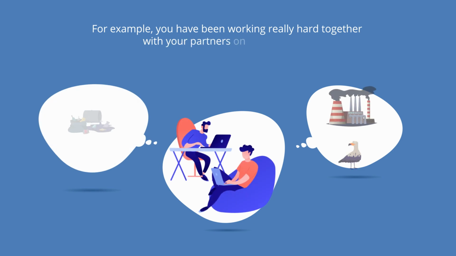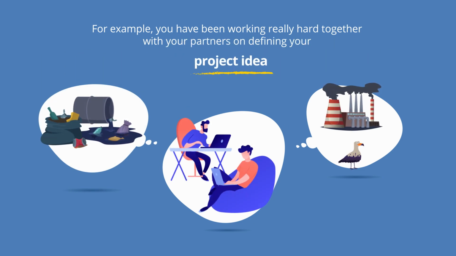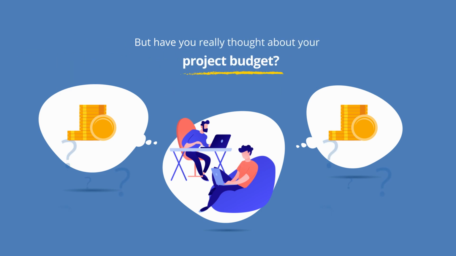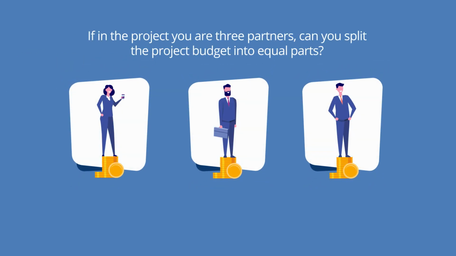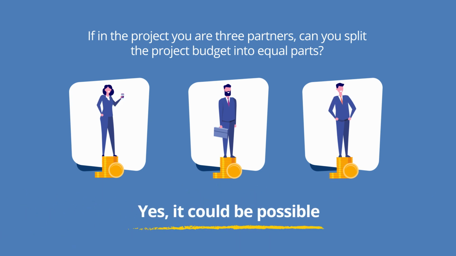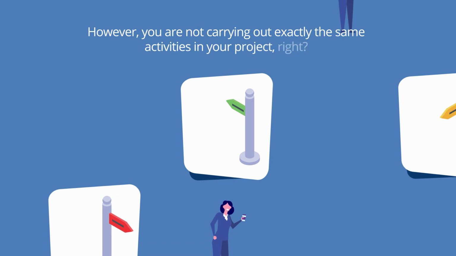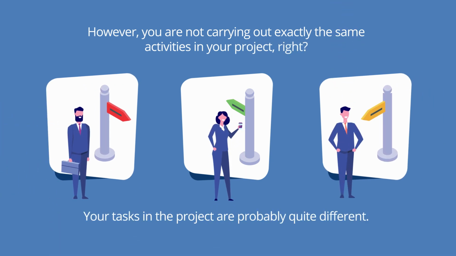For example, you have been working really hard together with your partners on defining your project idea. But have you really thought about your project budget? If in the project you are 3 partners, can you split the project budget into equal parts? Yes, it could be possible. However, you are not carrying out exactly the same activities in your project, right? Your tasks in the project are probably quite different.